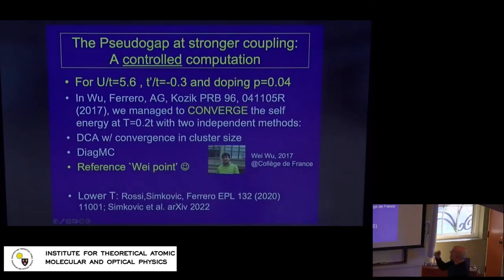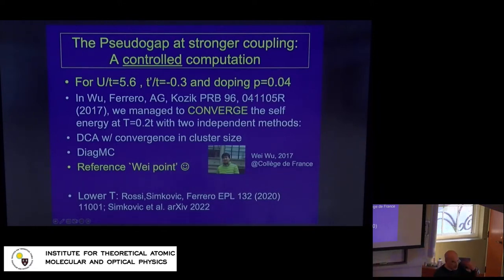Well, this is an example where we move to larger coupling, U over t of order 6, and we actually looked at the doped system, and this calculation is done for finite t prime because it's meant to be relevant for cuprates. And in this paper, we've been able to actually obtain converged answers for the self-energy of the Hubbard model with two completely different methods.